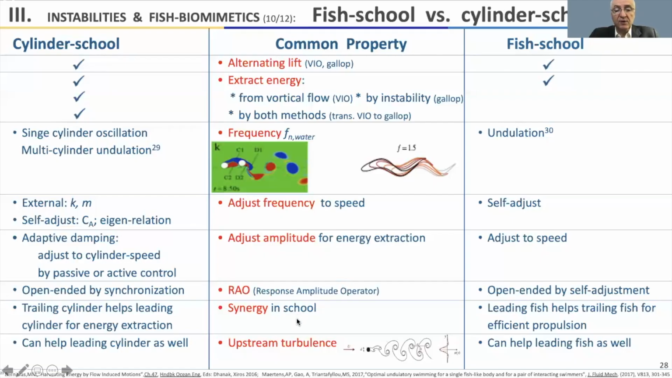And another issue which is very important is synergy. In a school of fish, where fish put energy into the relative flow in order to propel themselves, the trailing fish take advantage of the wake. In the case of the cylinders which are trying to extract energy from the flow, the opposite happens. The presence of the rear cylinder enhances the oscillations of the first cylinder to the point that we can double the energy that we get from the first cylinder.